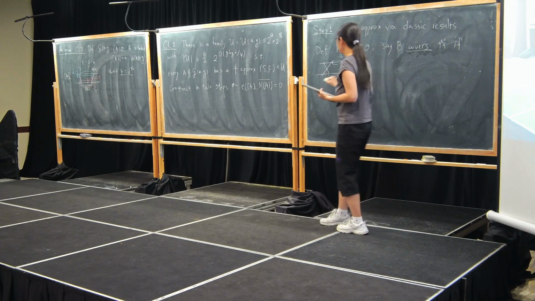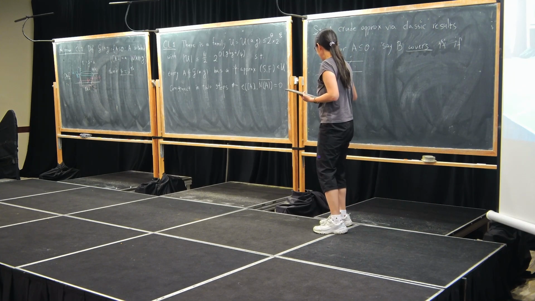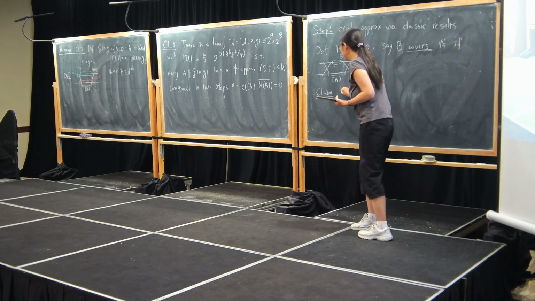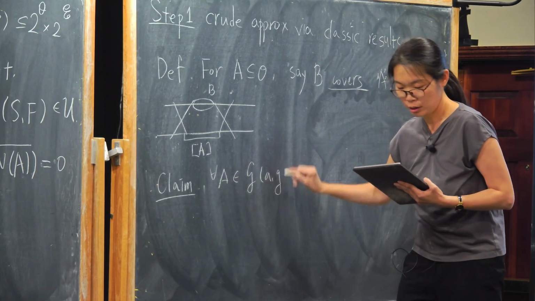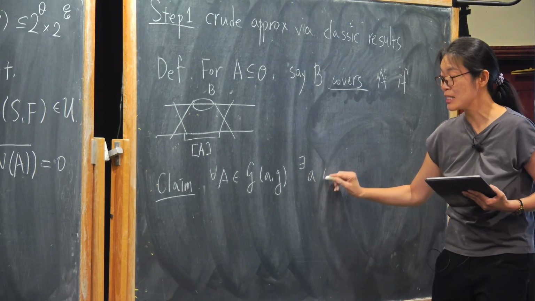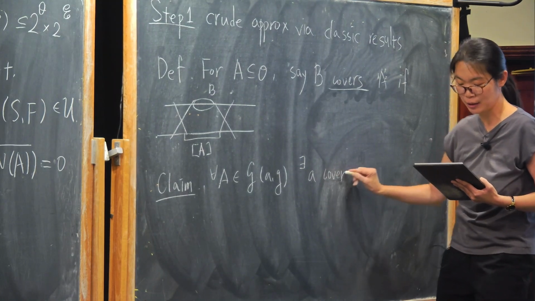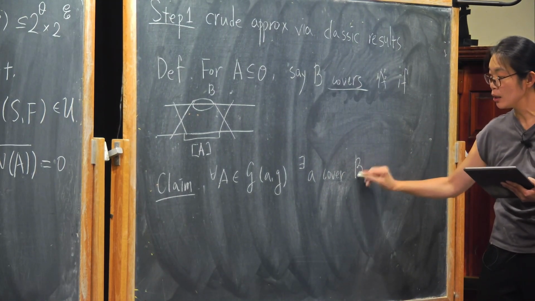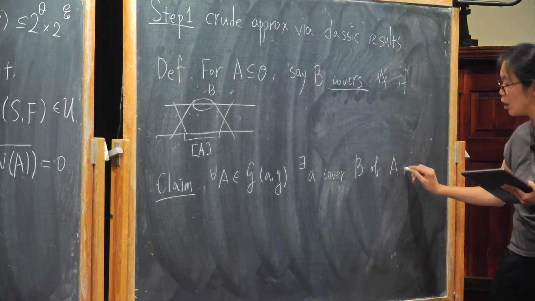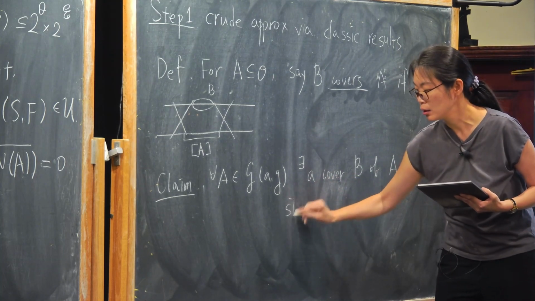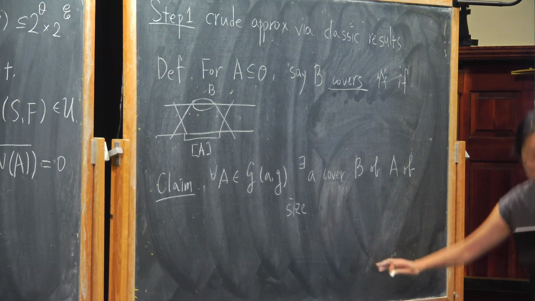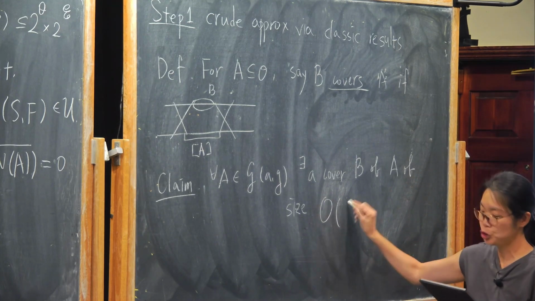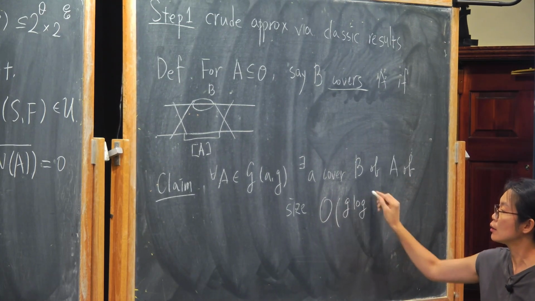And then my claim, again, this is a pretty well-known result. My claim is that for every A in G, there exists a small cover. So there exists a cover B of A of size big O of G log D over D. Can you see here? Is this okay?